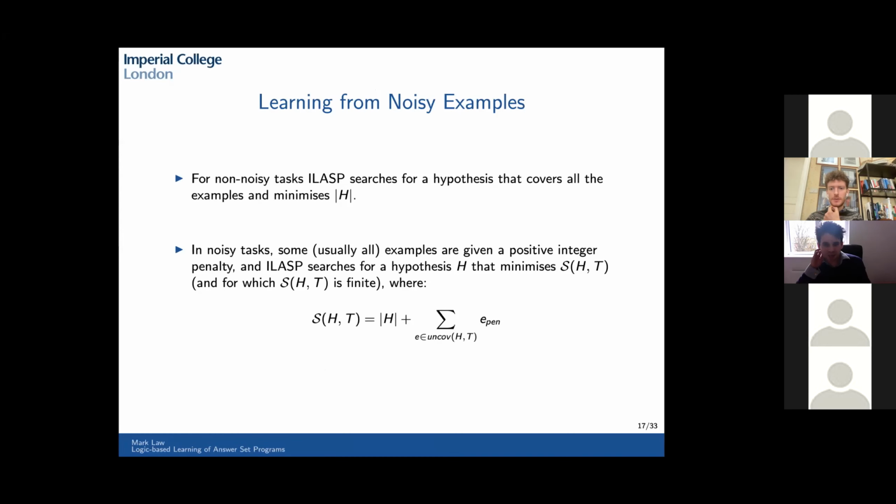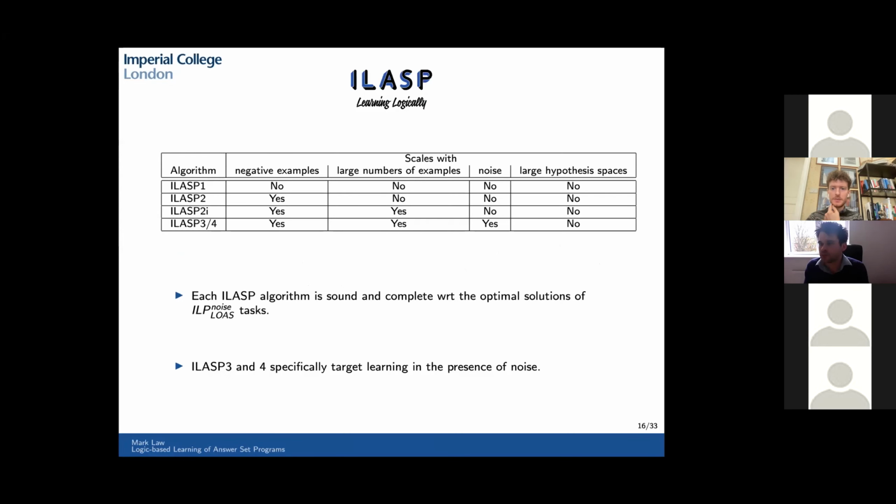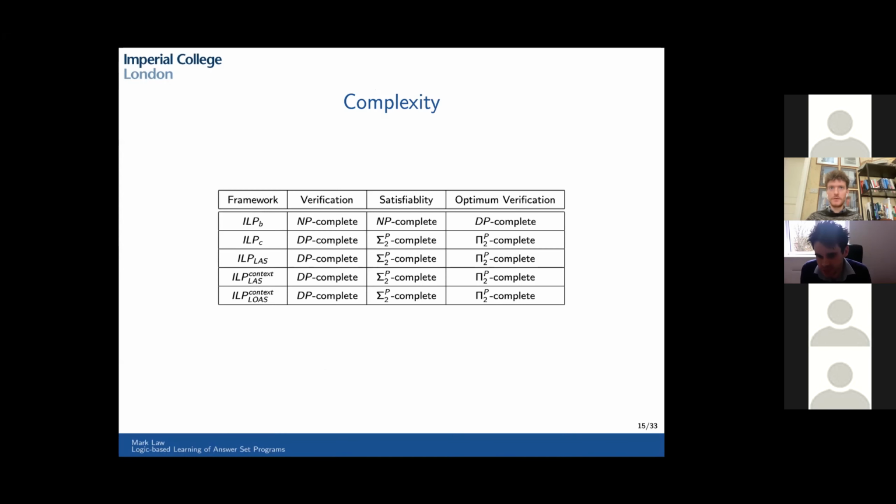Somebody is asking, is DP deterministic polynomial? No, I'm not sure what the DP actually stands for off the top of my head. It's the complexity class on slide 14 or 15. I don't think it is deterministic polynomial, but it's essentially the combination of an NP problem with a co-NP problem. So you can split your decision problem into deciding one member of NP and one member of co-NP.